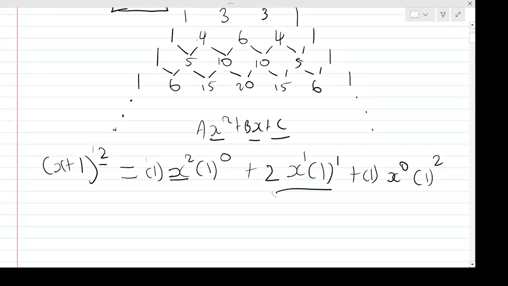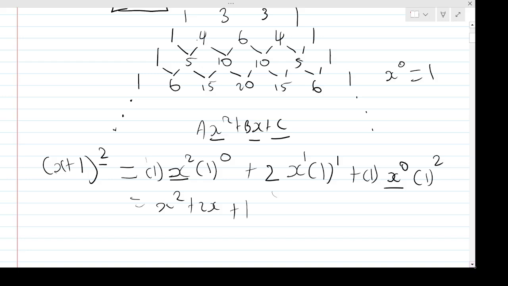We can then simplify it by simply multiplying out all the brackets. Well, 1 x squared times 1, that's just x squared. Then we have 2 times x times 1, that would be plus 2x. And 1 times x to the 0, which is just 1. Remember the index law: x to the 0 is always equal to 1 for every value of x. So that's 1 times 1 times 1, so that's just plus 1. And so there we are.